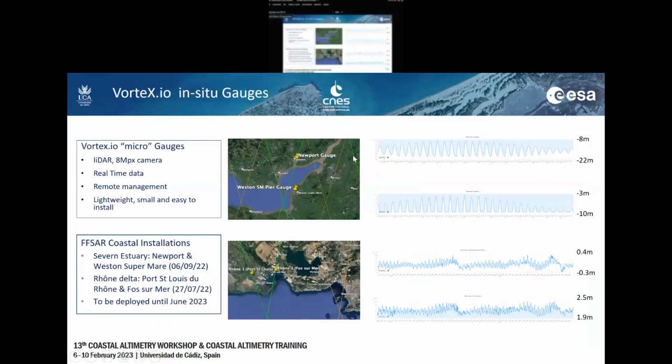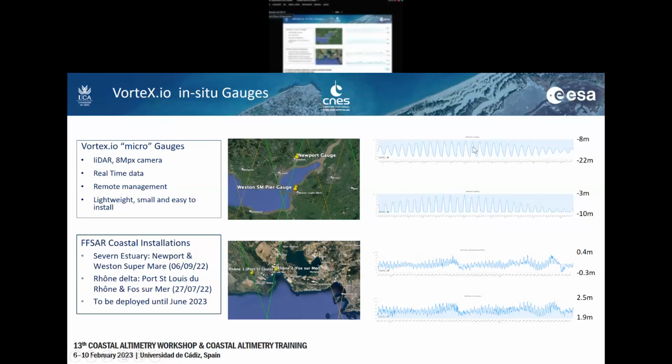The new in situ gauges are also part of the data set. So we've got two installed at the Severn Estuary, one at Newport and one at Western Super-Mare, and you can see the time series of the data here. The Western Super-Mare one dries out at low tide, so that's why you get this flat bottom to it. You can see the range there from 22 meters to 8 meters.